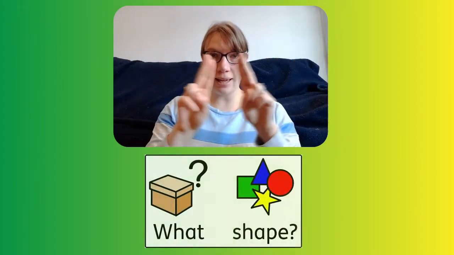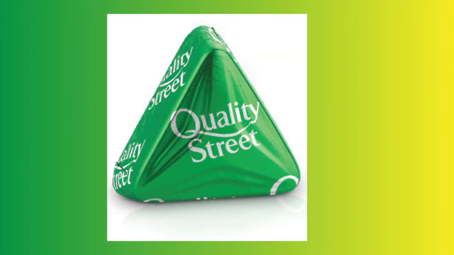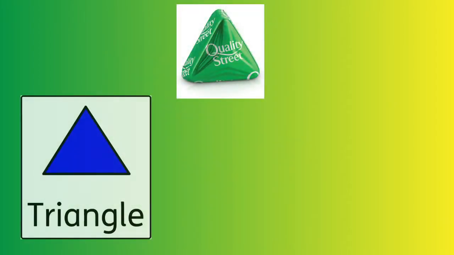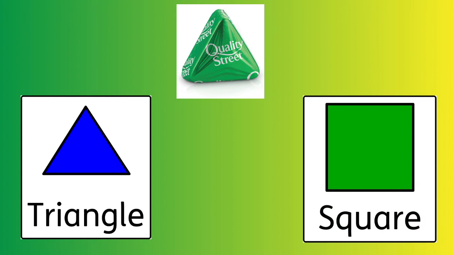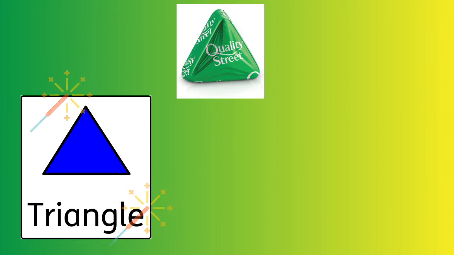What shape can you see? Is it a triangle or a square? Well done, it's a triangle.